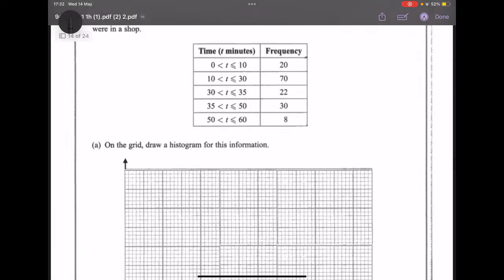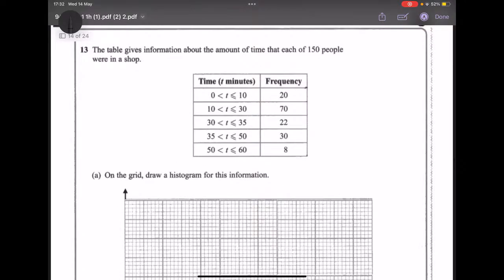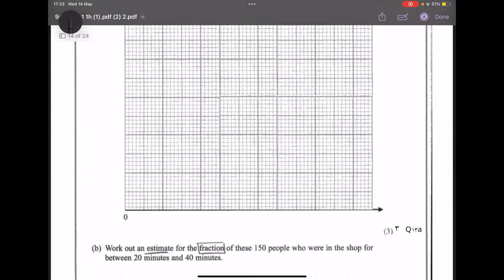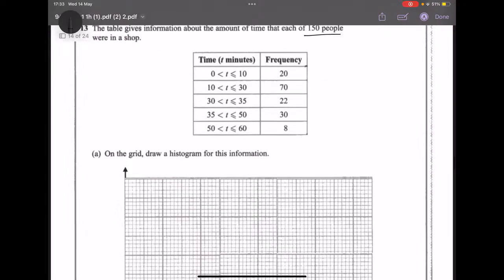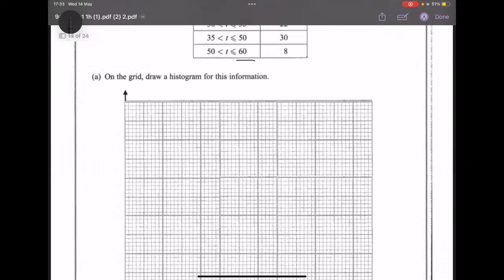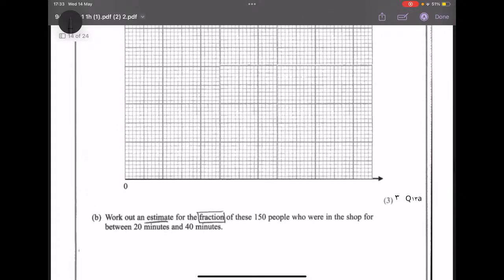Moving on to question 13, we are drawing a histogram. Histograms are found tricky by many people. There are many formulas that people have. However, you don't need a formula to be able to draw a histogram. The table gives us information about the amount of time that each of 150 people were in a shop. Draw a histogram for this information. Now, as we can see here, the time goes from 0 to 60. So we look for an appropriate scale to go from there.